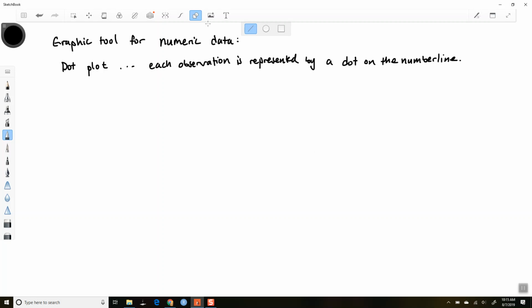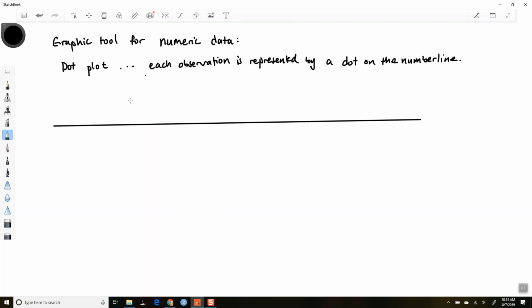Okay, and so we would get something that looks like this, and we would just have our number line: 17, 18, 19, 20, 21, 22, 23, 24, okay? And then we would put a dot for every person, right? So we'd say, who's 17? And we have one person raise their hand.